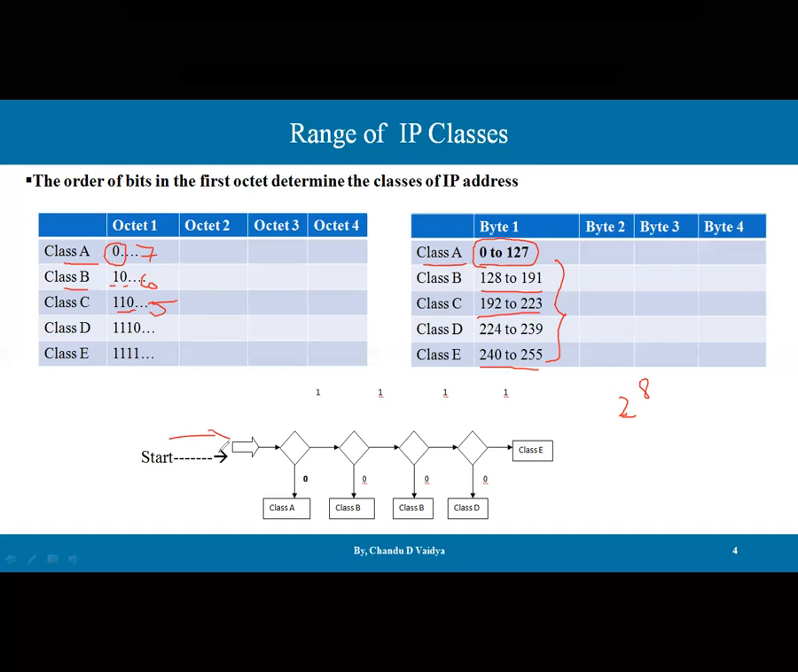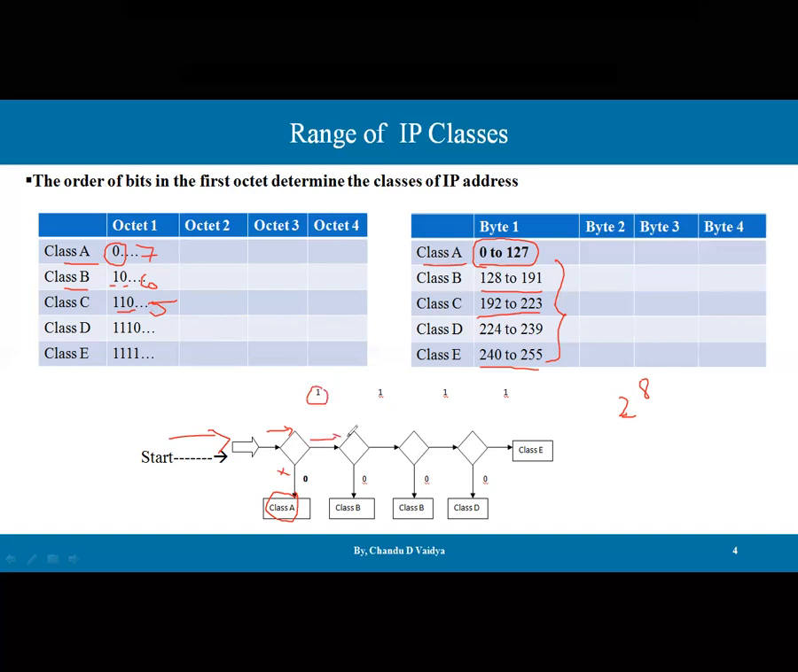So how do we check? Let's start with this diagram. Start, and check which class the address belongs to. To check the IP address, first check whether the first bit is 0. If it is 0, then it belongs to class A. If not, proceed further and check whether it is 1. Yes, it is 1.